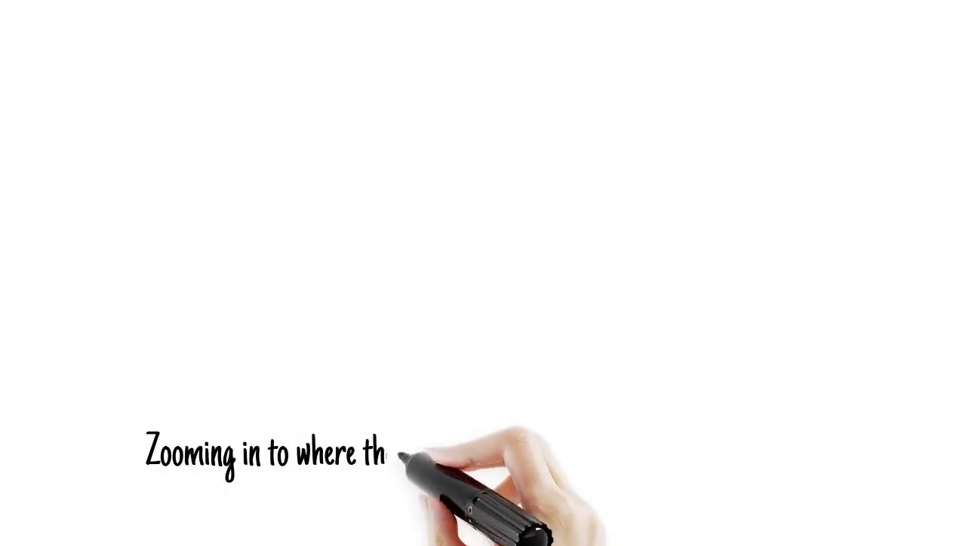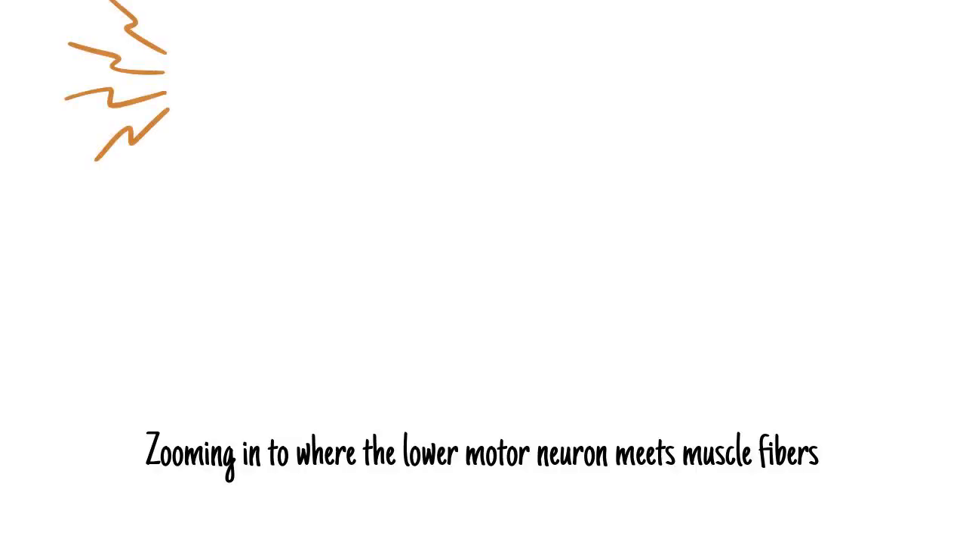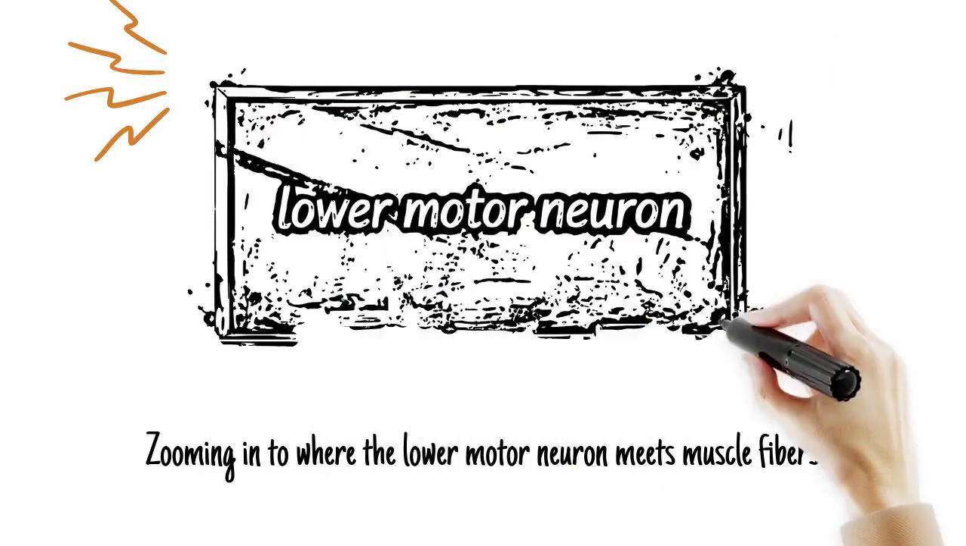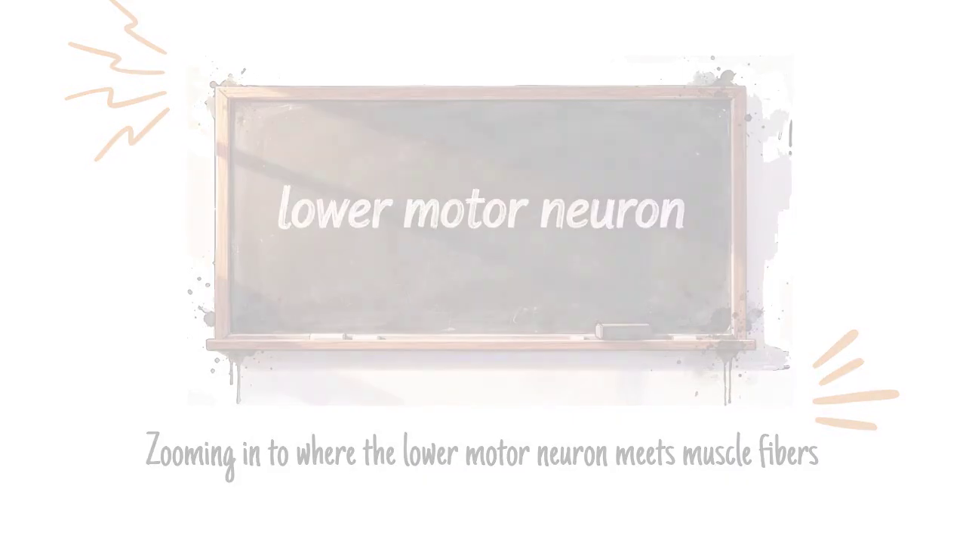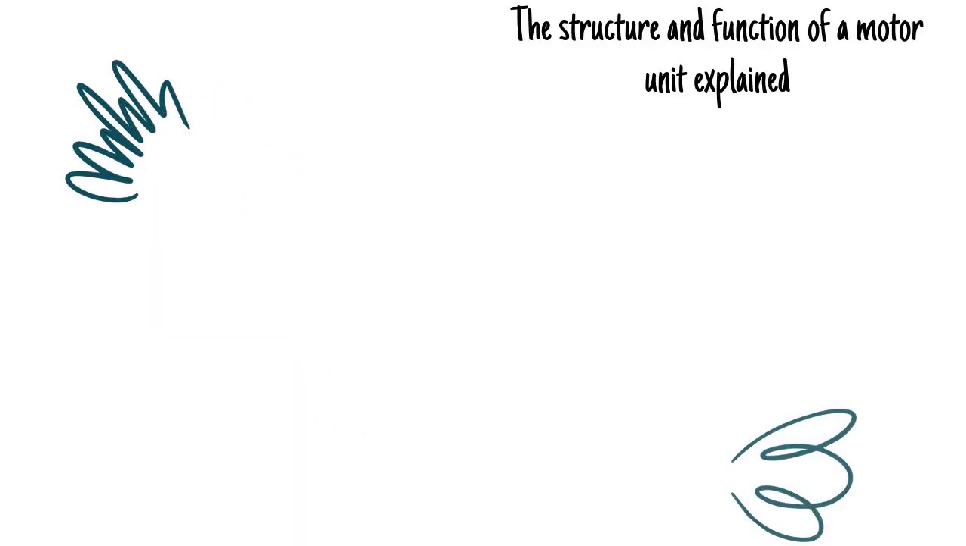Welcome back. Here, we're going to zoom in to where the lower motor neuron meets the muscle. Each alpha motor neuron extends its axon to contact individual muscle fibers, and each neuron contacts up to approximately 200 muscle fibers. The motor neuron, together with all the muscle fibers it controls, is called a motor unit. When that motor neuron fires, all of its fibers contract together as one coordinated unit.